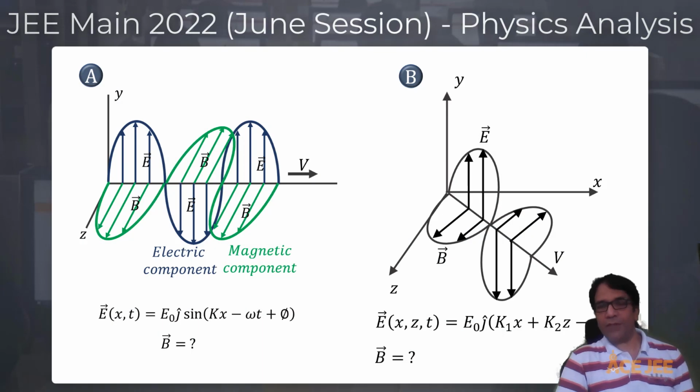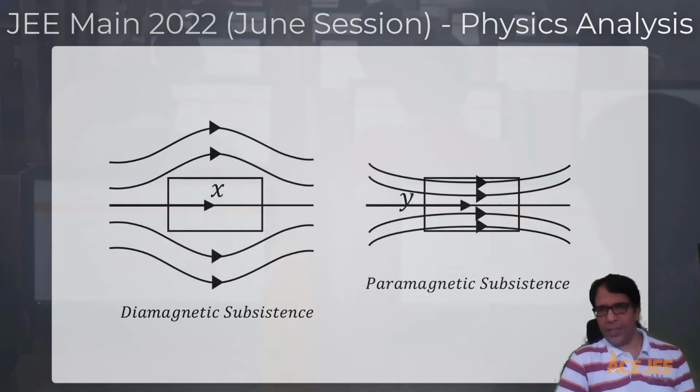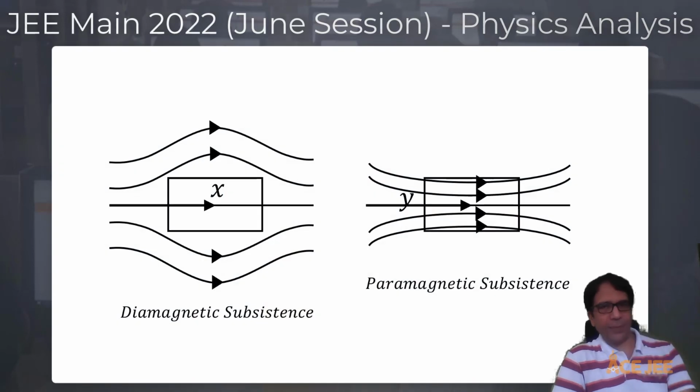Now in some questions you were given the electric field vector and the direction of propagation, and you were asked to find the magnetic field or vice versa. And there were some questions on the magnetism of matter.